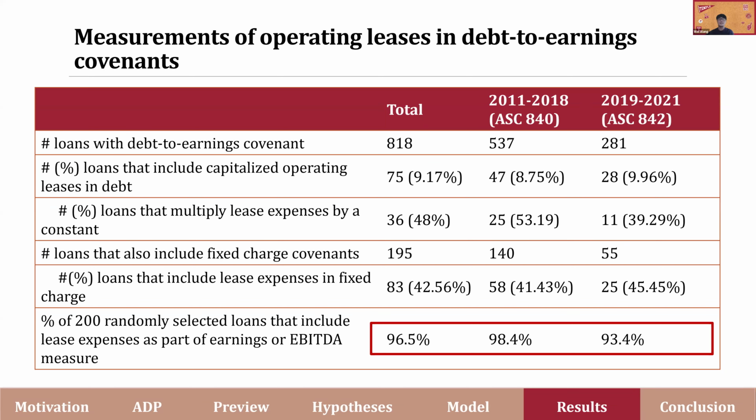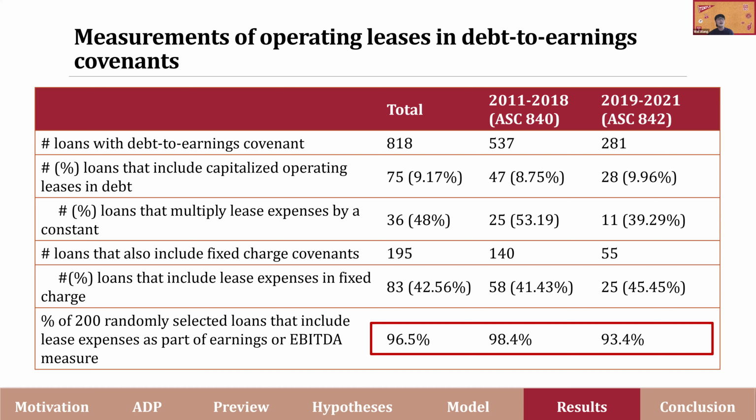capitalized operating leases in debt, about half of them simply multiply lease expense by a constant number, like 7 or 8 or whatever, right? But this practice has definitely gone away after ASC 842, because now companies must actually report the discounted value of capitalized operating leases. So you don't have to multiply lease expense by a constant number. You can just simply refer to what borrowers would report on their financial statements.